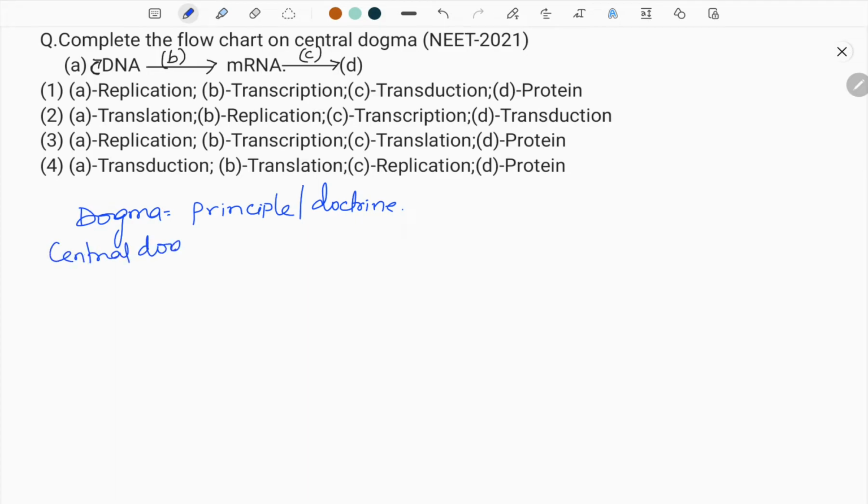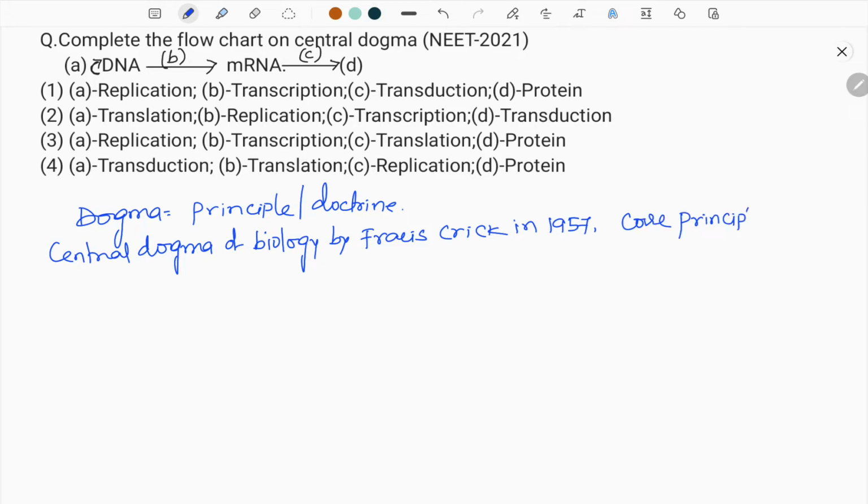It is proposed by Sir Francis Crick in the year 1957. He was also the first one to term it central dogma. What does it mean? It is something like a core principle of biology.